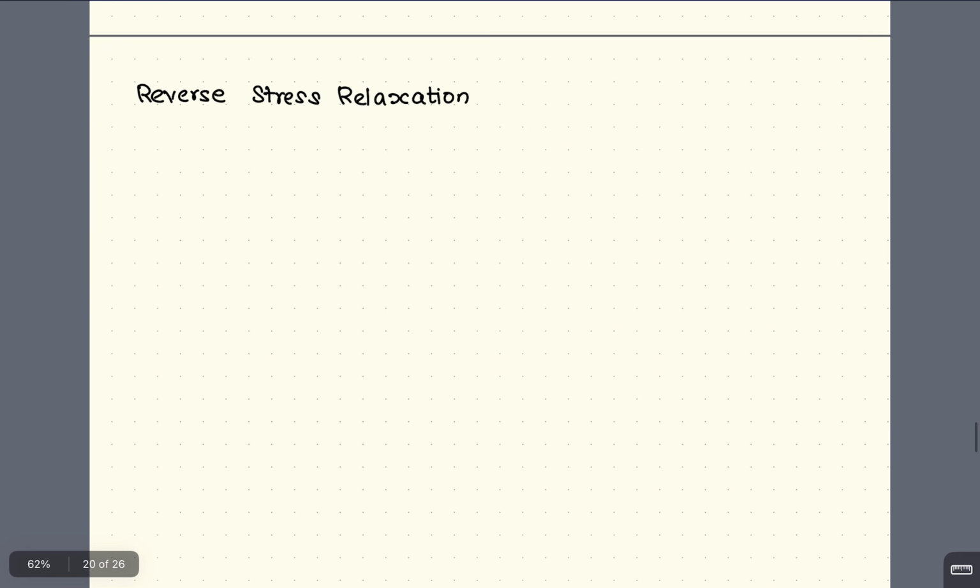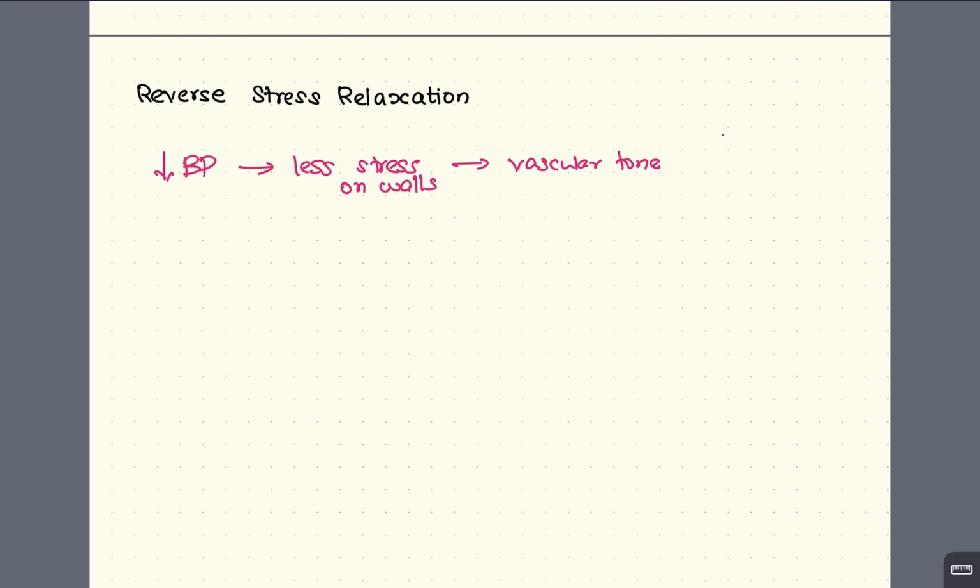Now reverse stress relaxation. Again here there is a decrease in BP. Because of the decrease in BP there's less stress on the walls, and because of the less stress on the walls there is adjustment in the vascular tone, and because of the adjustment in the vascular tone there's tightening of blood vessels. So this is the basic mechanism, you just have to know about this.